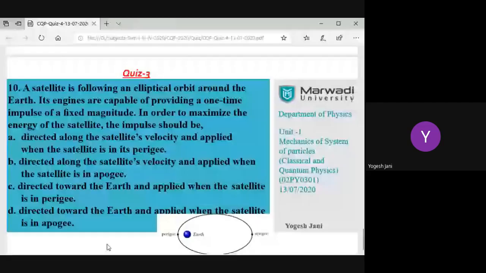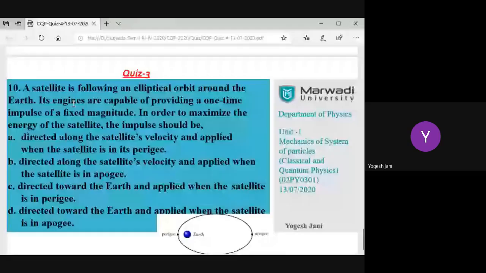A satellite is doing an elliptic orbit around the Earth. Its engine is capable of providing a one-time impulse of fixed magnitude. So in order to maximize the energy of the satellite, the impulse should be given while the satellite is moving. Okay, the satellite is moving on this orbit.